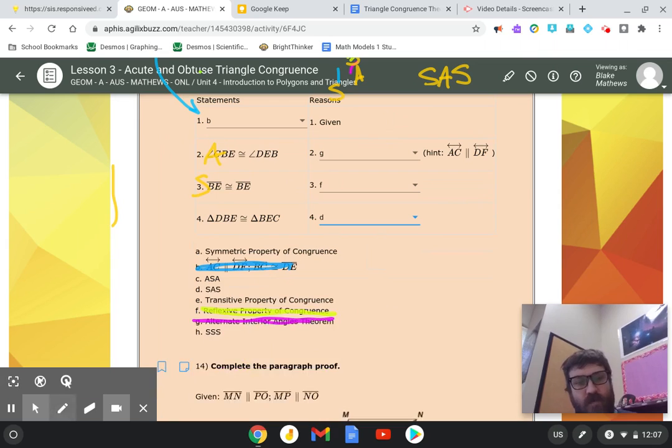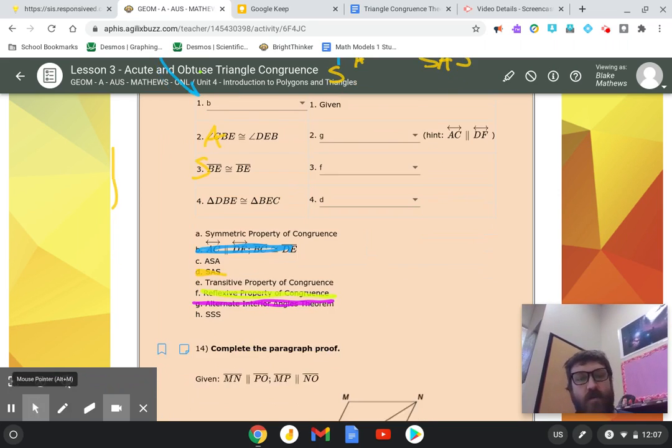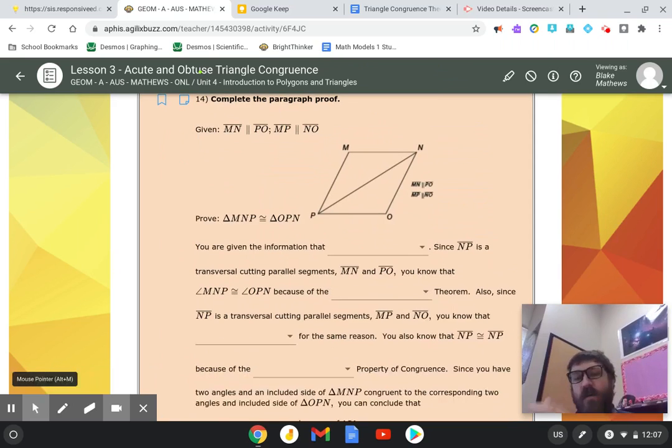Good. So that's answer choice D. So let me mark that out. All right. Next one and last proof. They're going to walk us through. It's called a paragraph proof. It's just going to be more of like a description of what's happening.